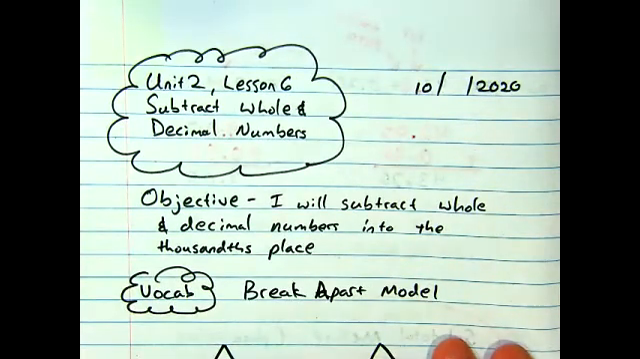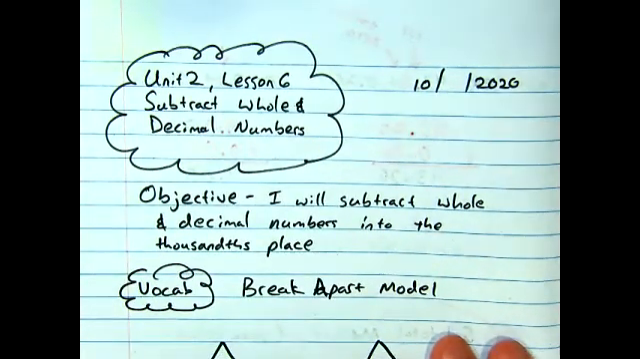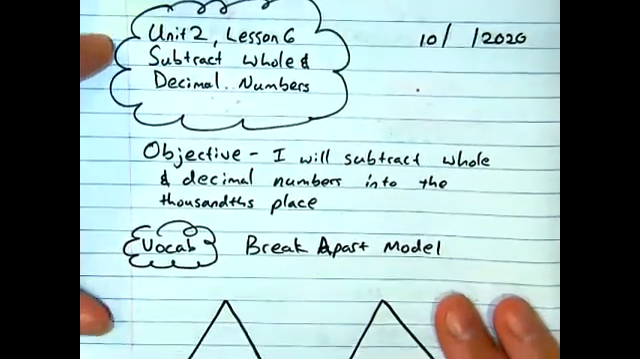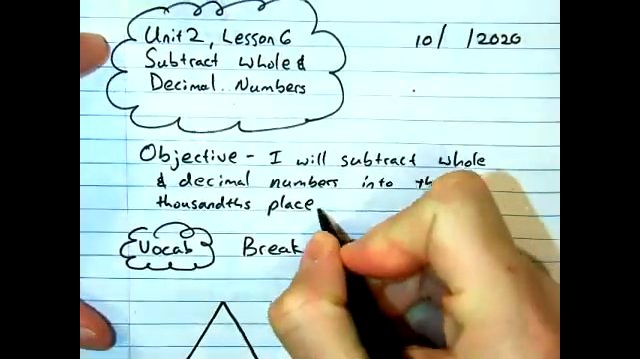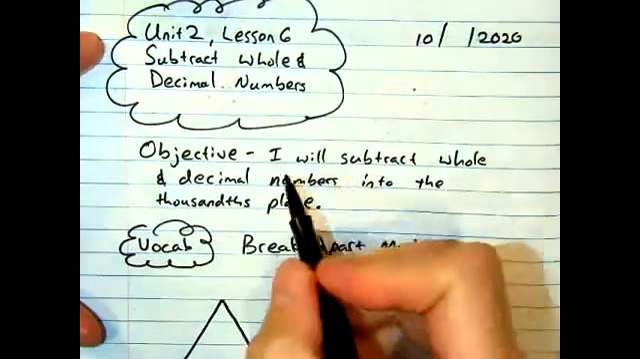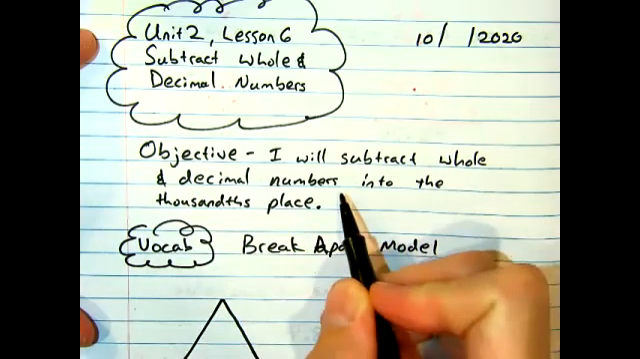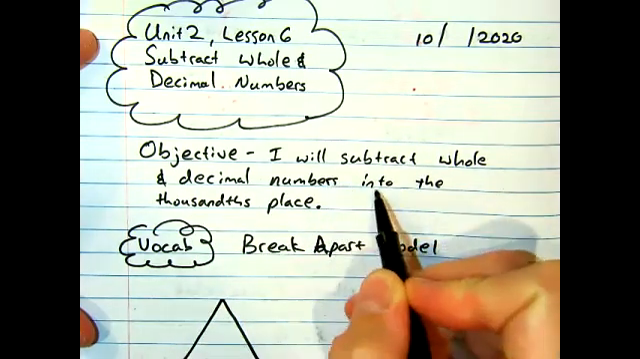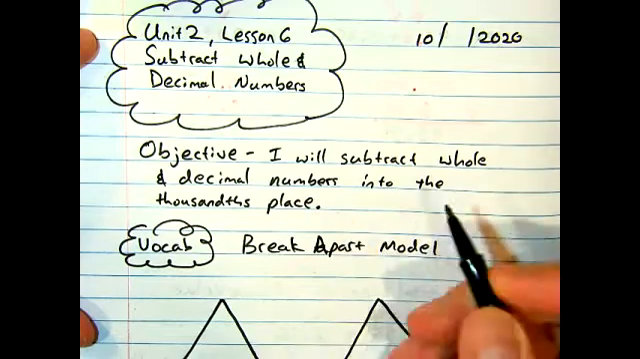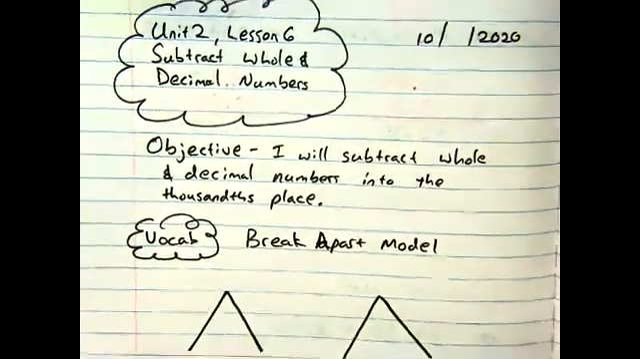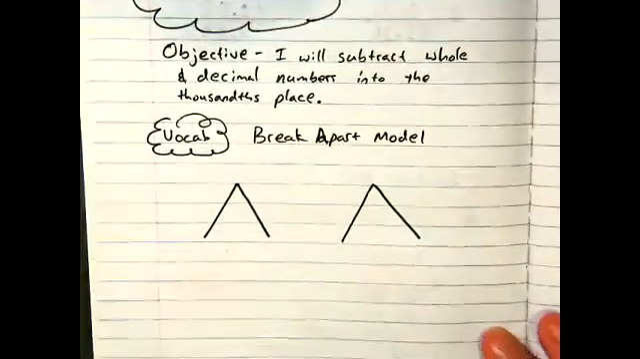Unit 2, Lesson 6, subtract whole and decimal numbers. Objective: I will subtract whole and decimal numbers into the thousandths place. Read it with me. I will subtract whole and decimal numbers into the thousandths place. All right, and just a little bit of vocab. We're gonna make this a super quick video today.